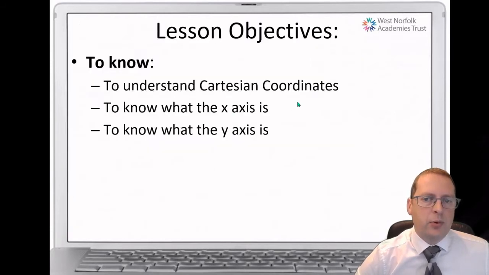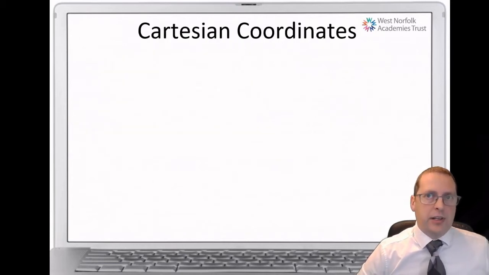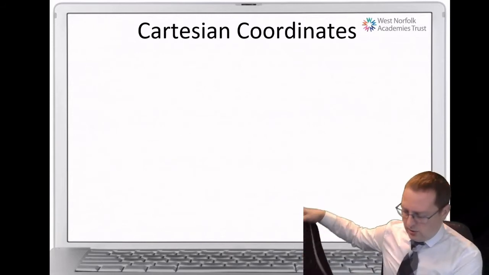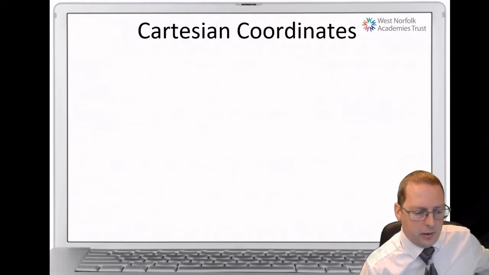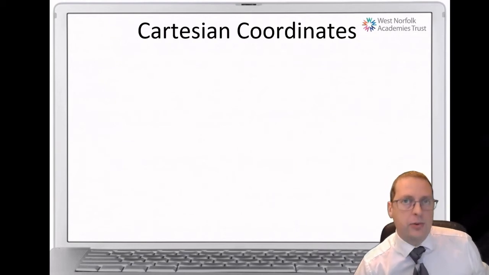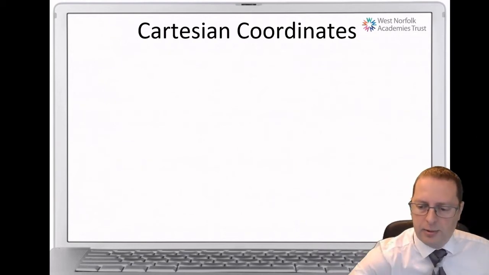So I've already said we're going to understand Cartesian coordinates, the x-axis and the y-axis. You might have already covered this in maths, in which case if you have, that is absolutely brilliant. It's recalling knowledge from other subjects. So thinking about Cartesian coordinates, what we need to look at is what they are and their positions on a computer game. So let's just bring up our visualizer.